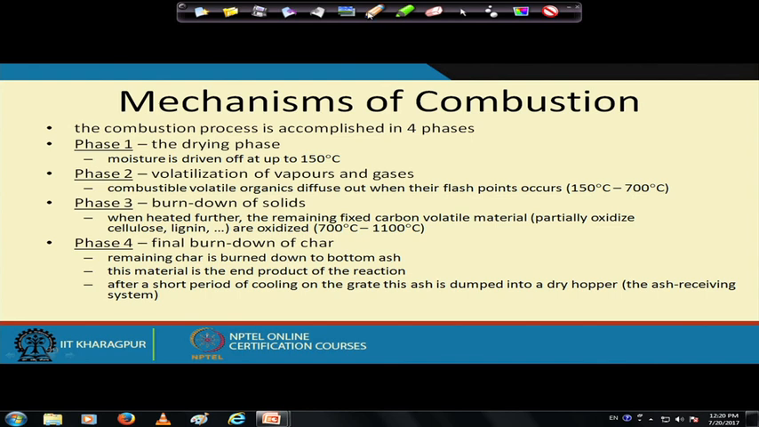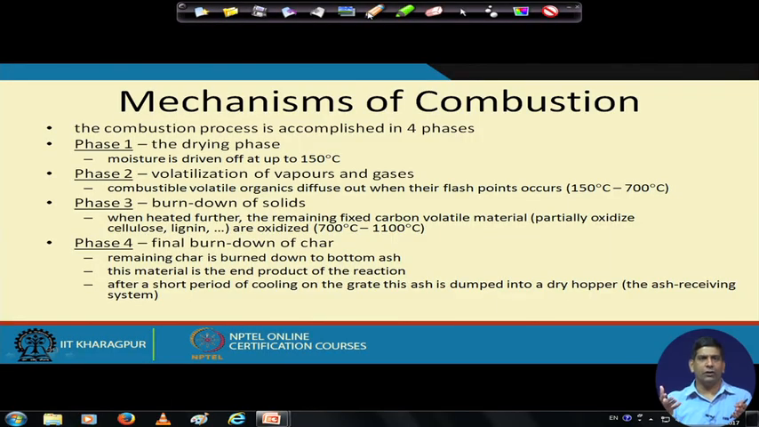In terms of how this combustion process works, we try to define it in 4 phases. Phase 1 is the drying phase. You are trying to make the moisture go away. Moisture will go away at what temperature? Slightly above 100 degrees centigrade. That's why the drying phase goes to around 150, because we have to definitely go above 100. So moisture is driven off. In the first phase, we are just getting rid of the moisture.